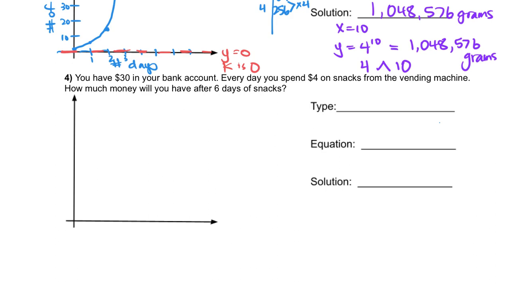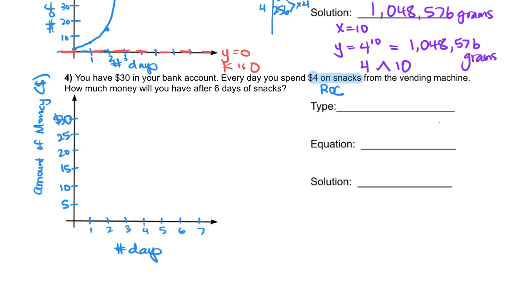So looking at the last problem on the page, you have $30 in your bank account. Every day you spend $4 on snacks from the vending machine. How much money will you have after 6 days of snacks? So we're spending the same amount each day. That's a constant rate of change. So let's highlight that right here. So this is our rate of change, and it's not changing. Every day we're spending $4 on snacks.